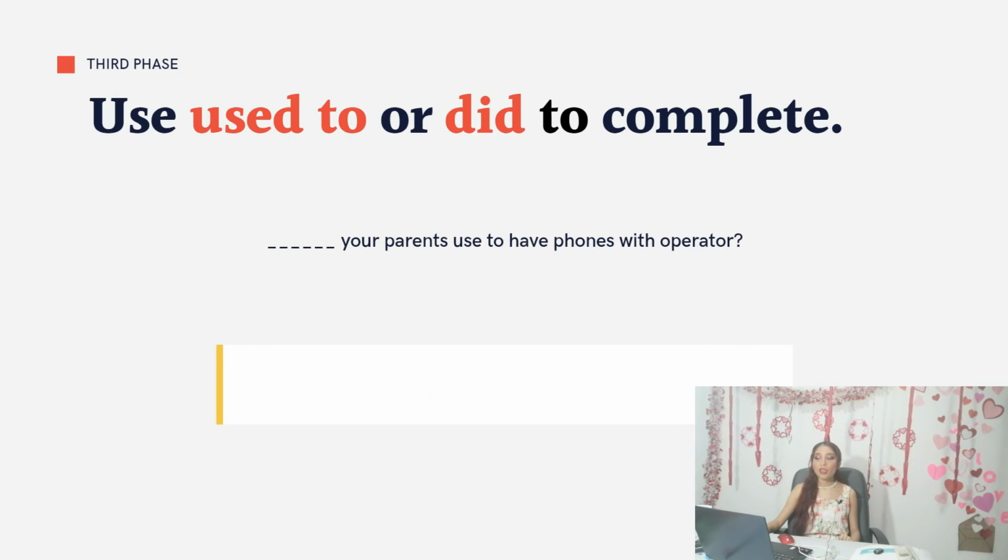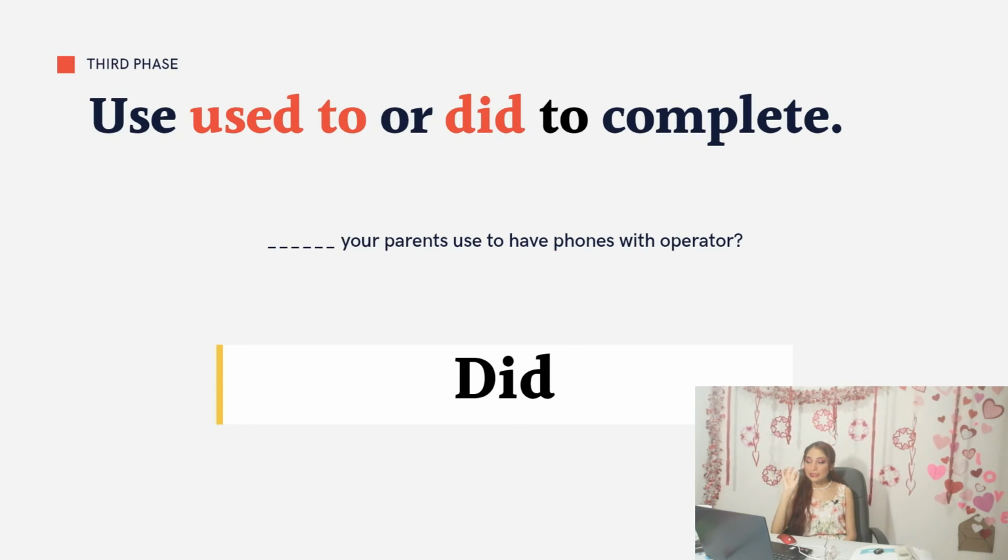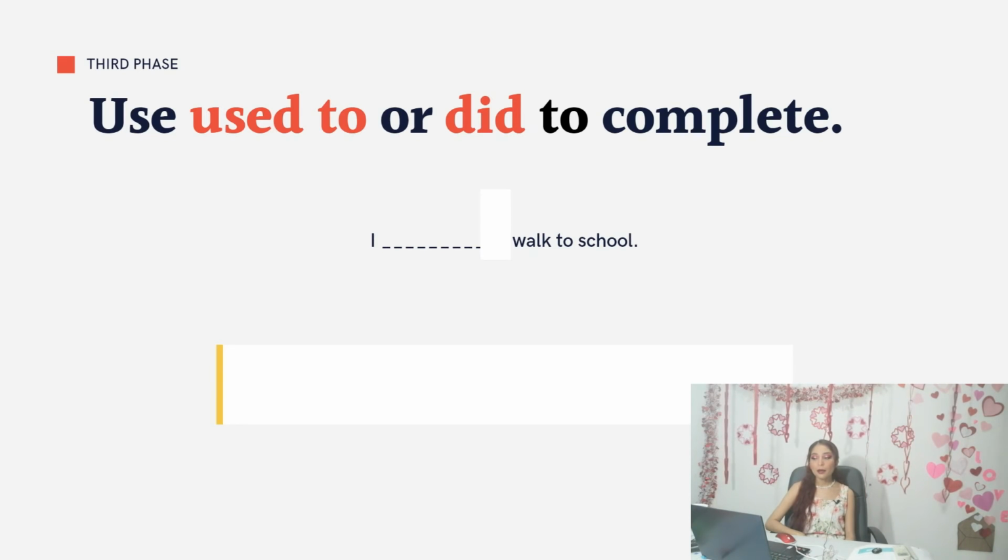Very good. Okay, use used to or did to complete. Blank your parents have phones with operator? Used to or did? What do you think it is? If your answer was, did your parents use to have phones with operators? Very good, because this is a question. Of course, if it's a question in past, you need to start with the auxiliary did.